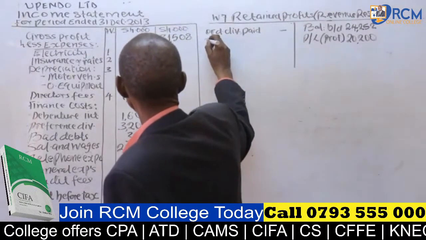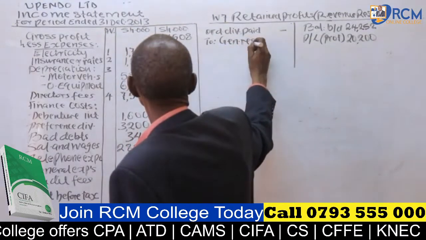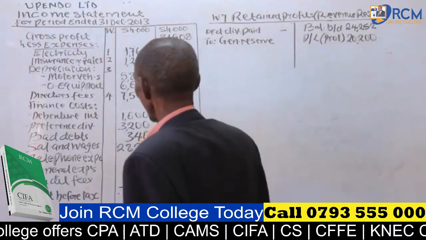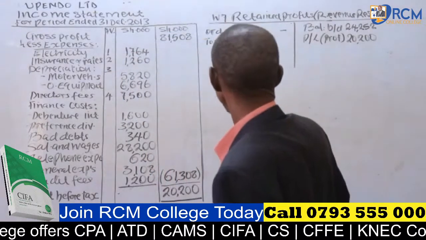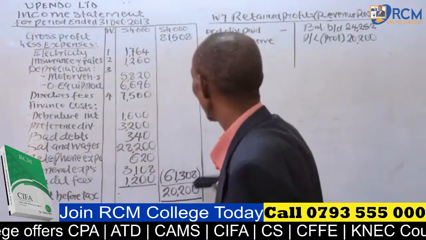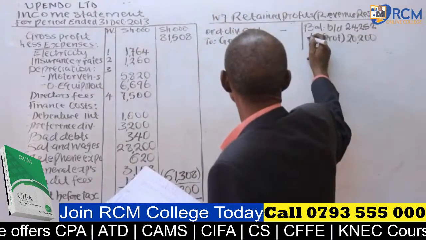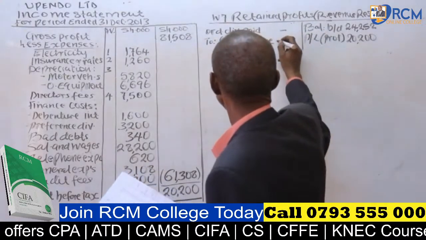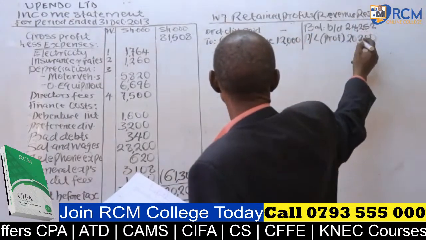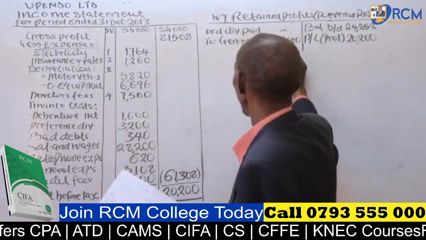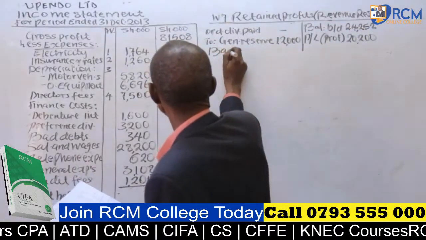Then there is an amount which is transferred to general reserve. We were told at the end of the period, they will transfer 12 million to general reserve. Amount is big. So they will transfer 12 million from this total profit available to be added to the general reserve. And then of course, balance the account.